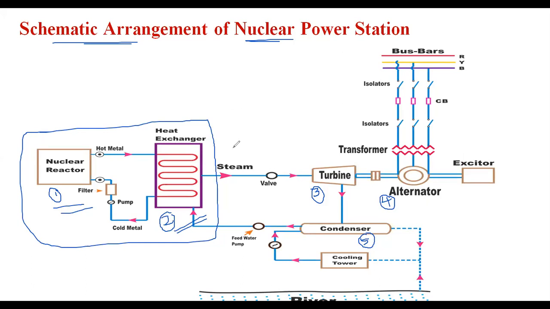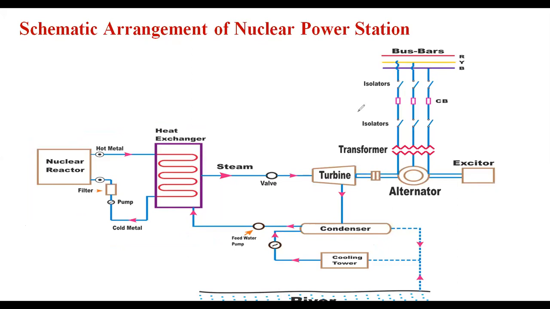Here, instead of the boiler, a nuclear power plant uses a nuclear reactor and another one, the heat exchanger. This is the major difference between the thermal power plant and the nuclear power plant. The remaining working principle is similar to that of a thermal power plant.